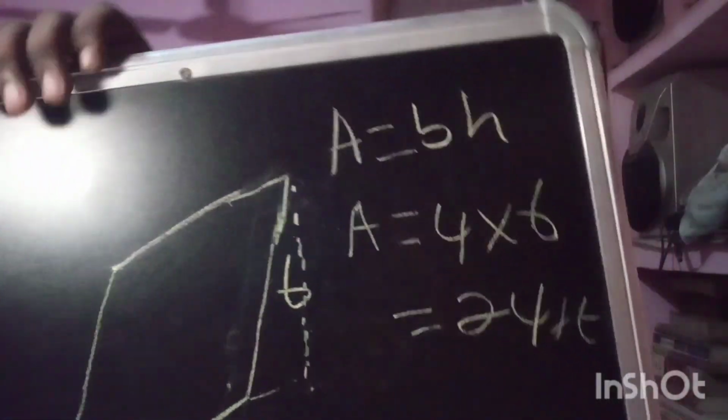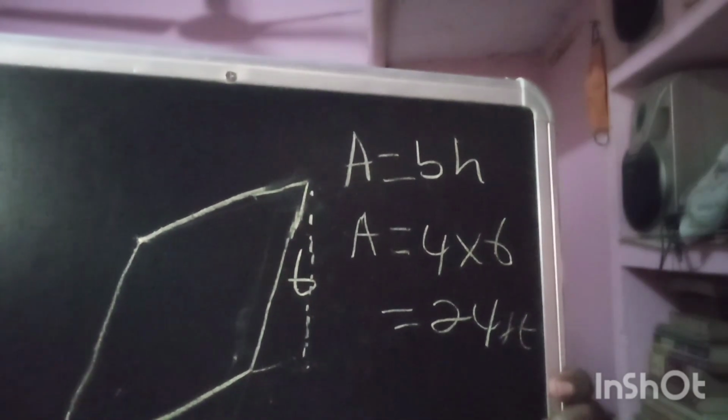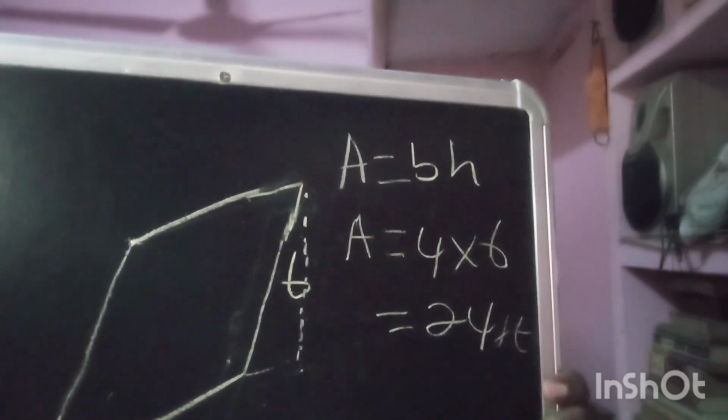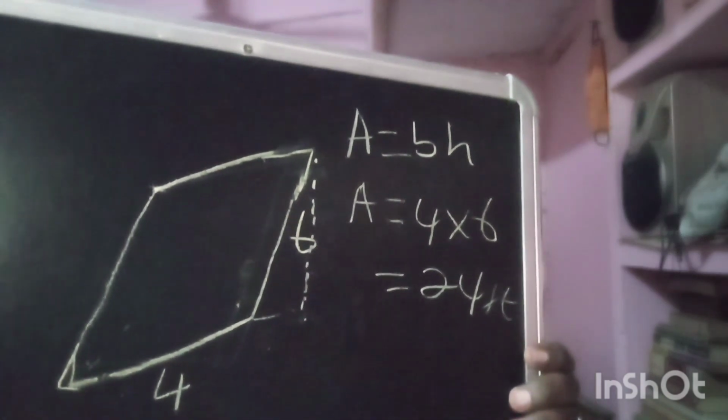Here it is. 4 times 6 is equal to 24. It's as simple as that. It's just like the rectangle. You multiply both sides and you get the answer. Feet squared.